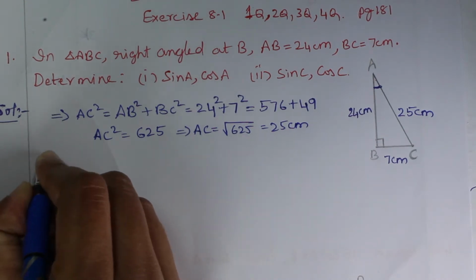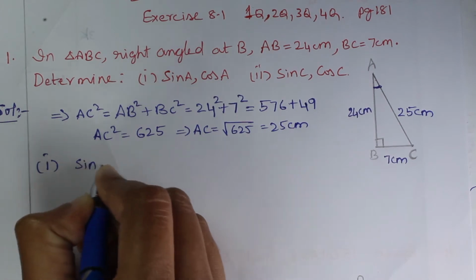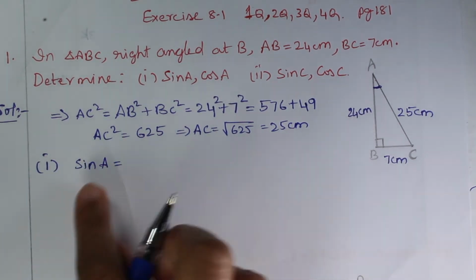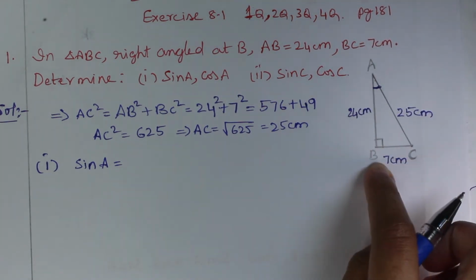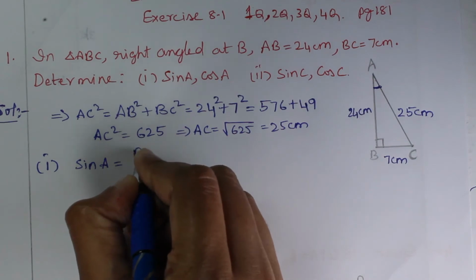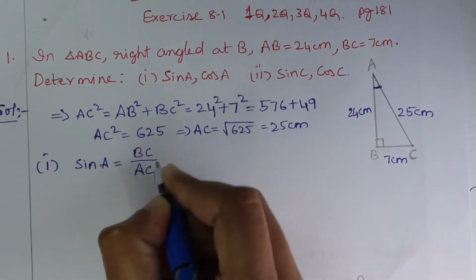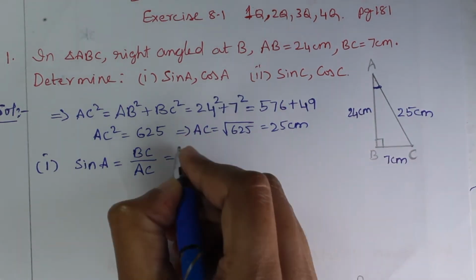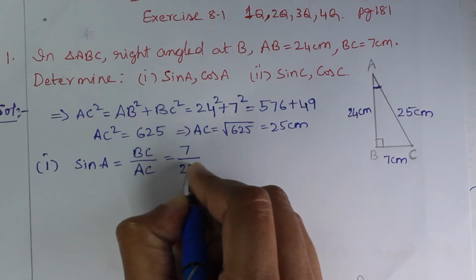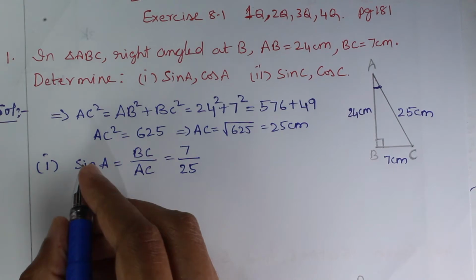Now first problem, let's calculate the value of sin A. Sin A is equal to opposite side of angle A is BC, right? What is opposite side of angle A? BC. BC divided by hypotenuse is AC. That is equal to BC is 7 centimeters divided by AC is 25 centimeters. So sin A is 7 by 25.